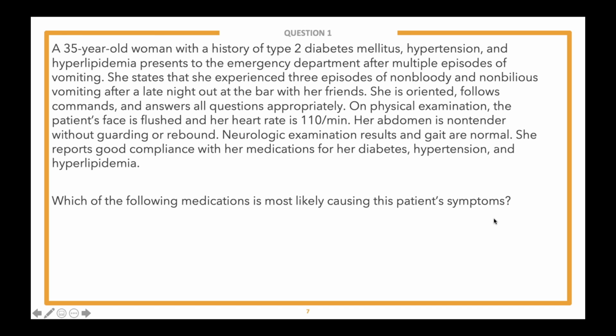After that, we'd like to read the lead-in. We read the lead-in first because by reading the lead-in first, you're able to know what the question writer is asking. That allows you to pick out all the relevant clues in the vignette without having to reread it, which should hopefully save you time and keep you focused as you're reading the question. So we will go ahead and read the lead-in now. The lead-in is the last sentence, or the question itself. Which of the following medications is most likely causing this patient's symptoms?